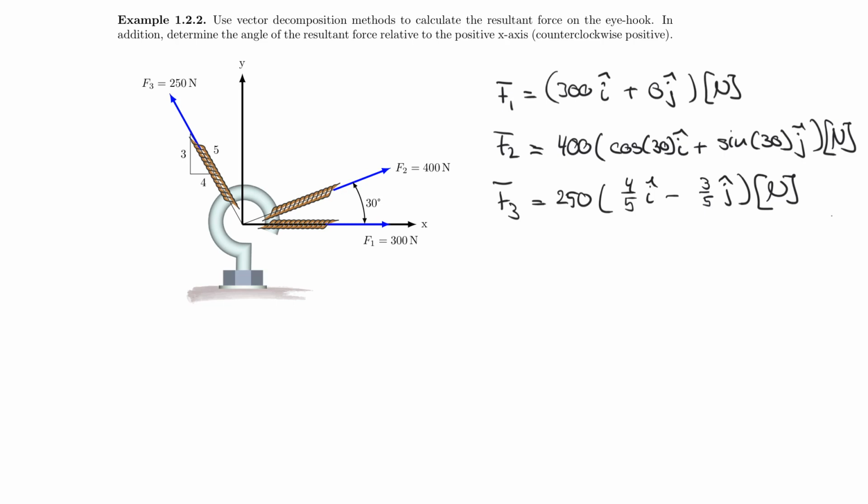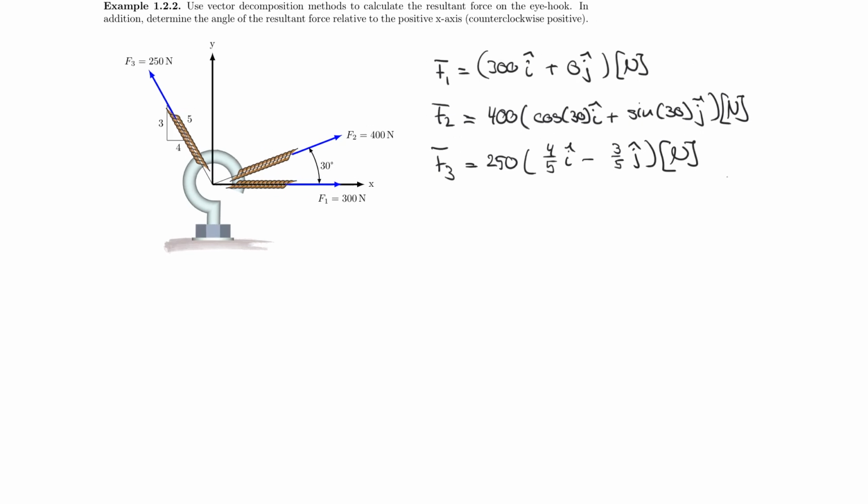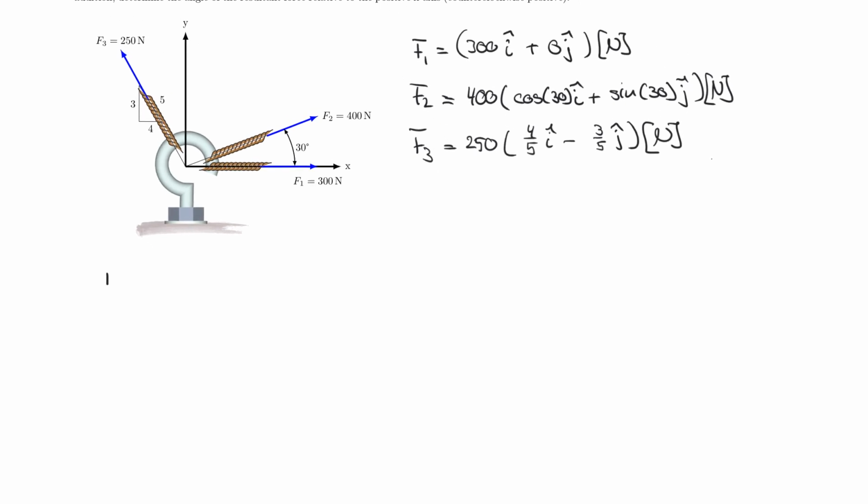So the last thing I need to do now is vector addition, and I just need to combine all these numbers. So let's write that down. My F resultant is equal to 300 plus 400 cosine 30 plus 250 times 4 over 5, and all of this is i hat.